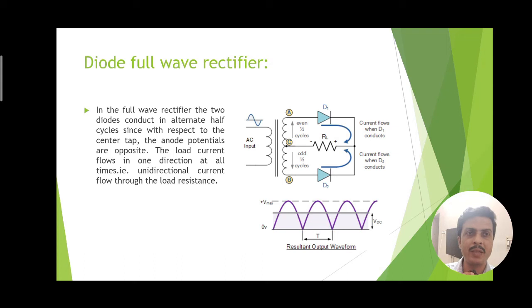So the A and B parts are simultaneously of opposite polarity, because when A is positive at that time B is negative, and when B is positive at that time A is negative. So depending on that, any one of the diodes is forward biased at one time, and that is why the current flows through the load resistance in a unidirectional manner. Therefore, the DC value obtained at the output is of unity polarity.